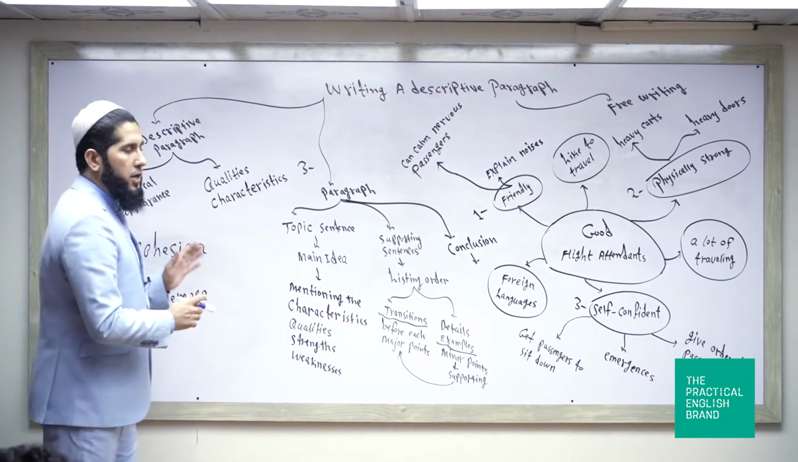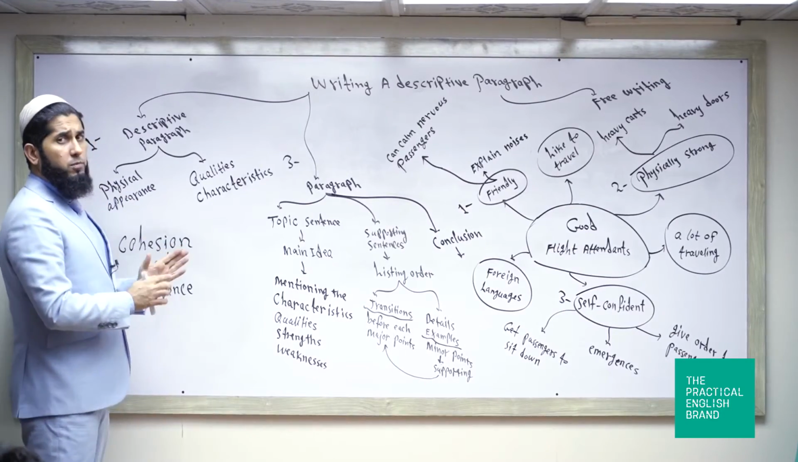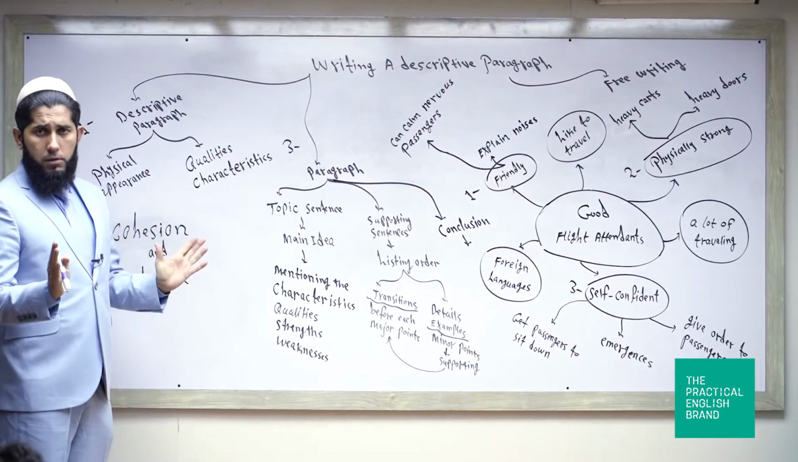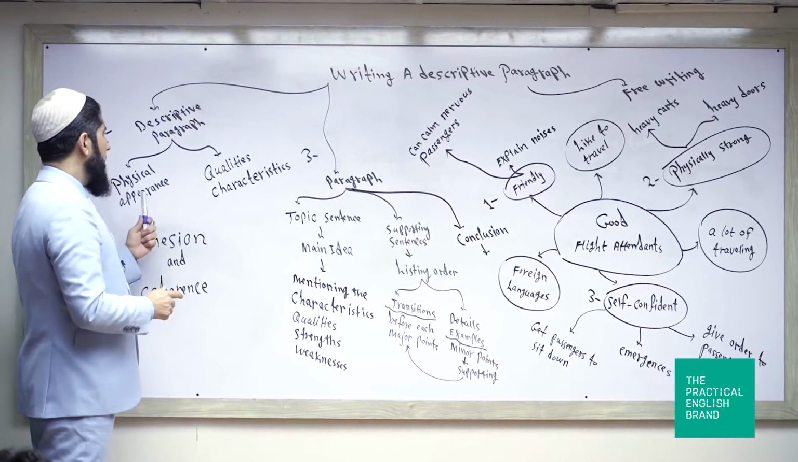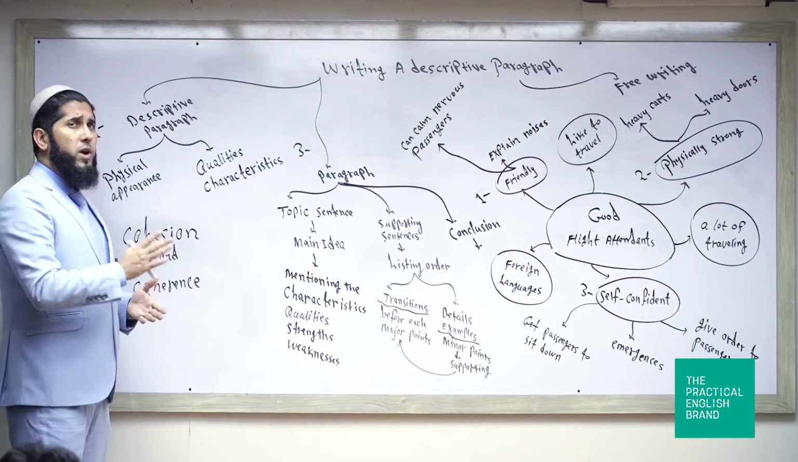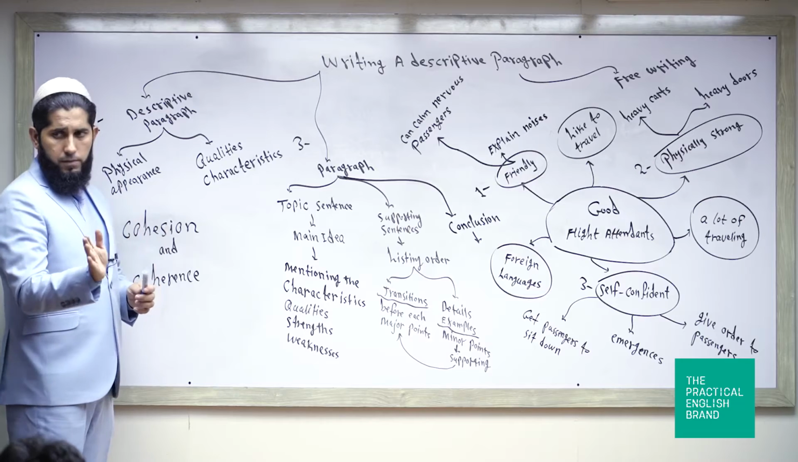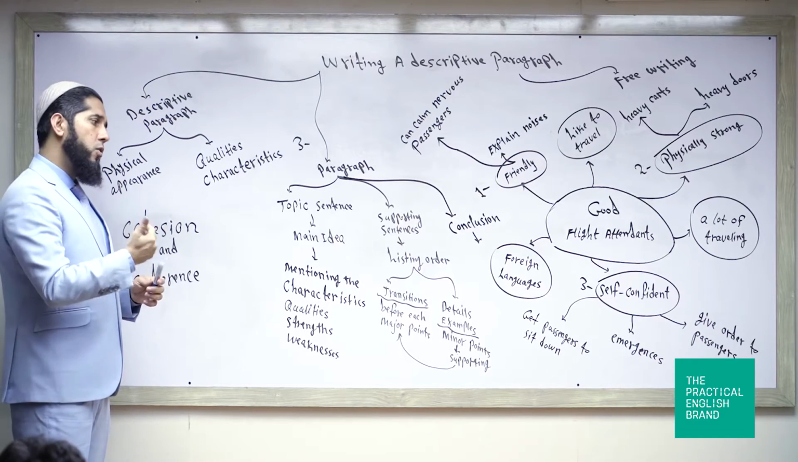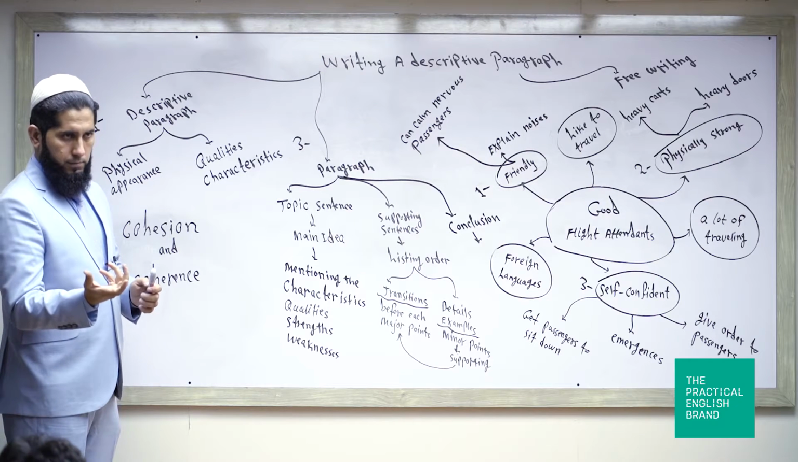So I'm going to start here. The descriptive paragraph could be further divided into two types. In one type of descriptive paragraph, you may describe the physical appearance of a person, place, or thing. Okay? Like how a person, place, or thing looks.